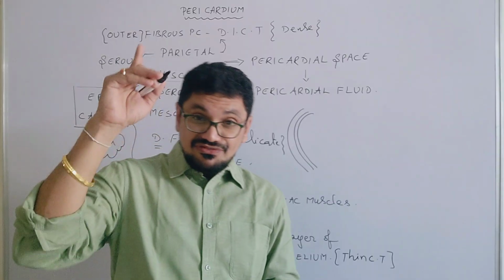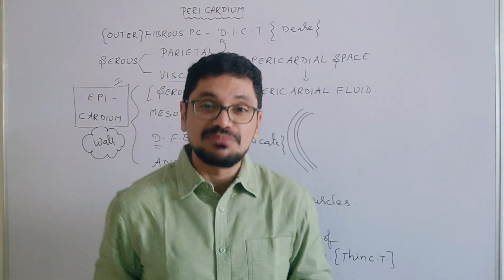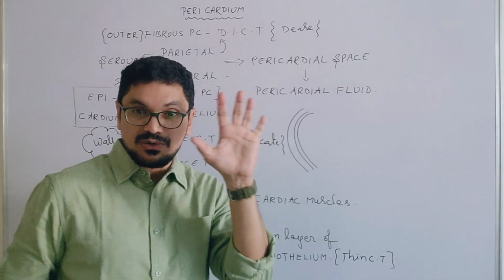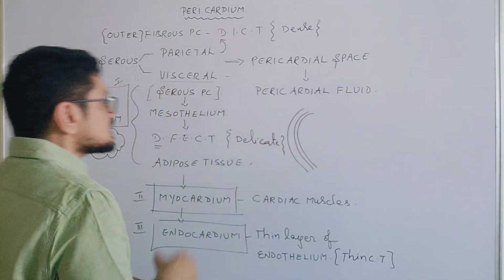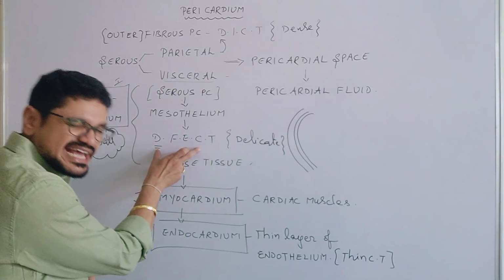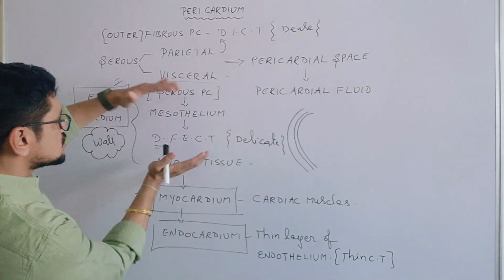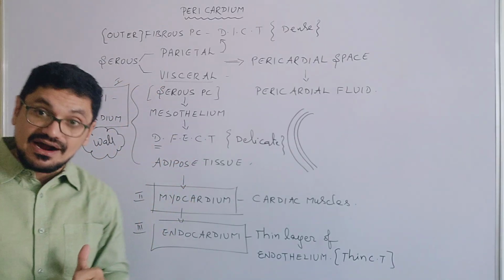Even the kidney is surrounded by fat, adipose tissue. Like that, the adipose tissue in fact provides a sort of protection. And this delicate fibroelastic connective tissue is present, and even adipose tissue is also present. These are all the components of this epicardium.